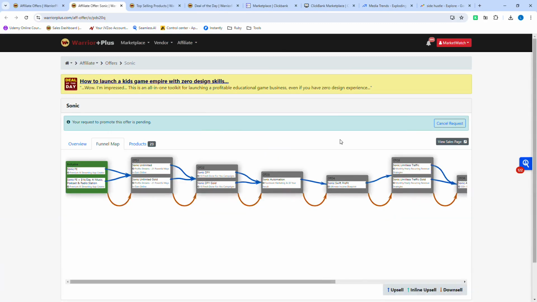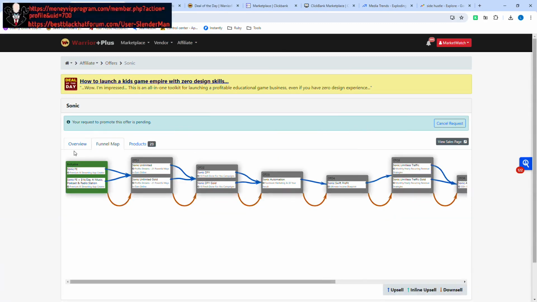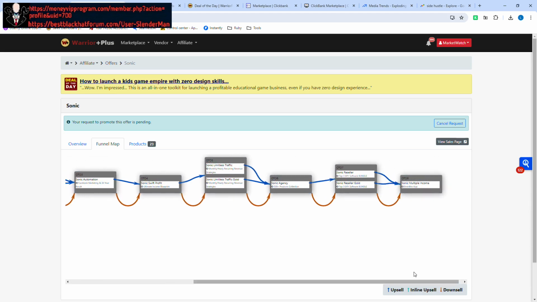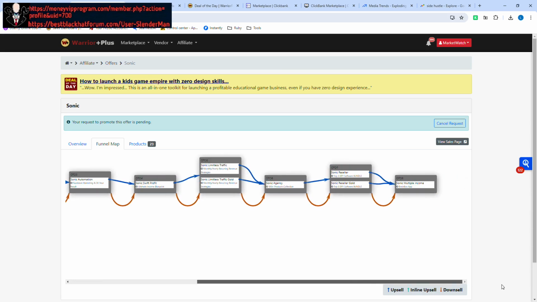Let's have a look at the funnel map. What is the funnel doing? There's a front end. There's this, looks like perhaps an add-on. Okay, here's your first OTO, second, third, fourth, fifth, sixth, seventh, eighth. Yeah, okay, that's a lot of OTOs.